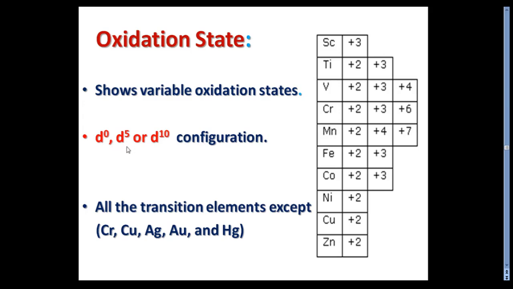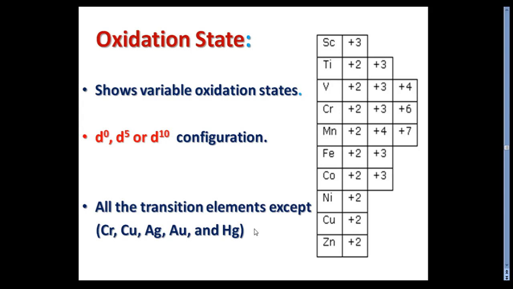So all the transition elements, with the exceptions of chromium, copper, silver, gold and mercury, exhibit the minimum oxidation state of +2. And these exceptional elements show the minimum oxidation state of +1, due to the half filled or completely filled configuration in that oxidation state.